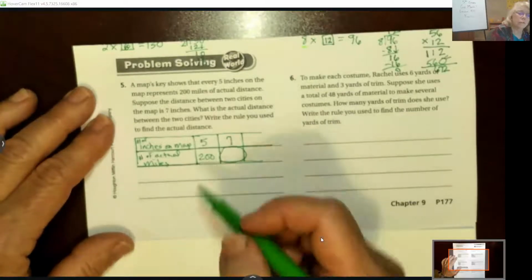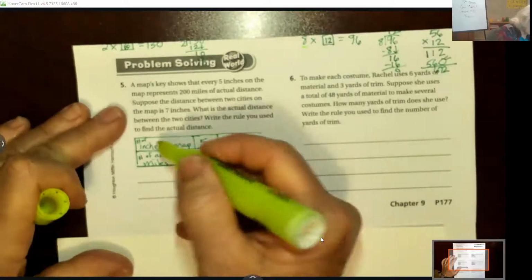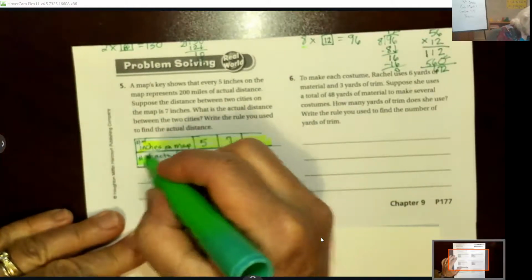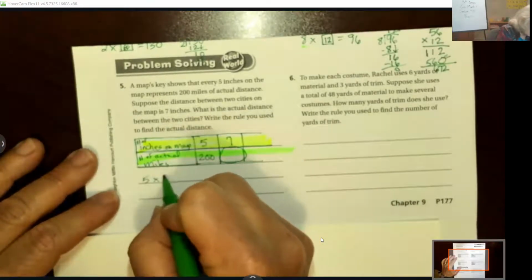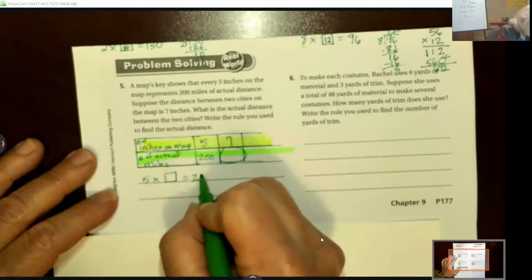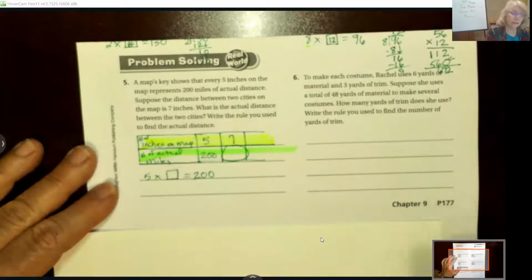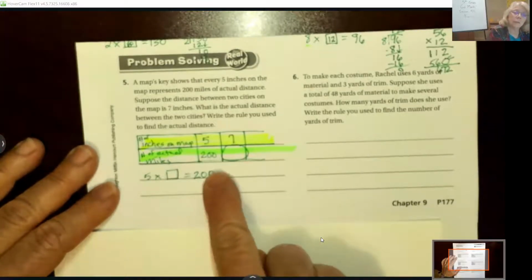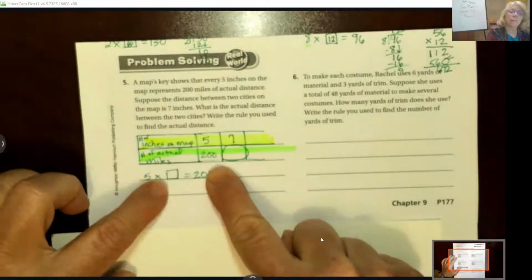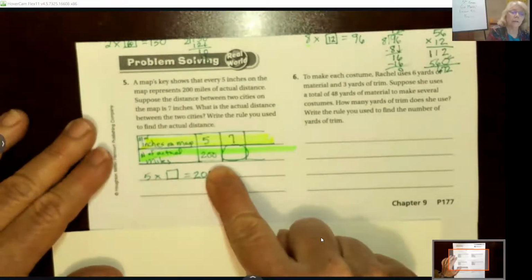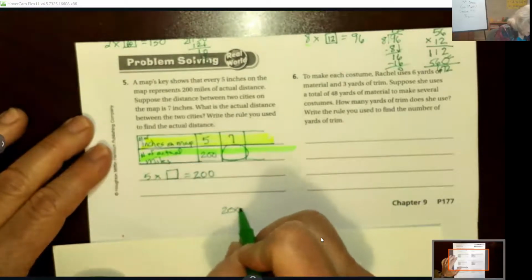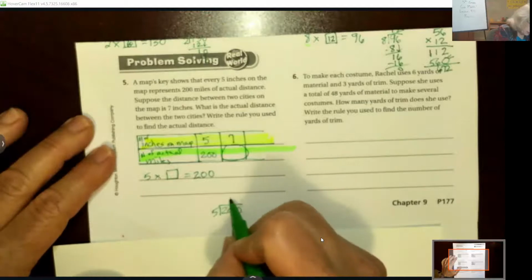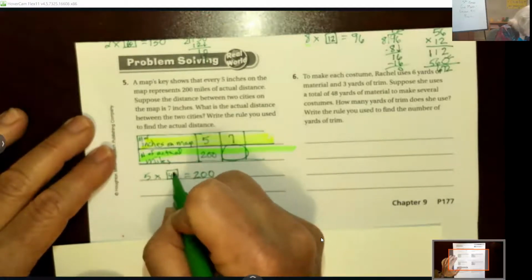So we need to figure out a rule to get from this row to this row. Some of you might already see it, but we're trying to solve 5 times what unknown number equals 200. I tell my students sometimes, if there's an extra 0, block it off and see if you remember what 5 times what number equals 20. Or you could take 200 down here and divide it by 5. We're going to get 40. So 40 goes into our box.